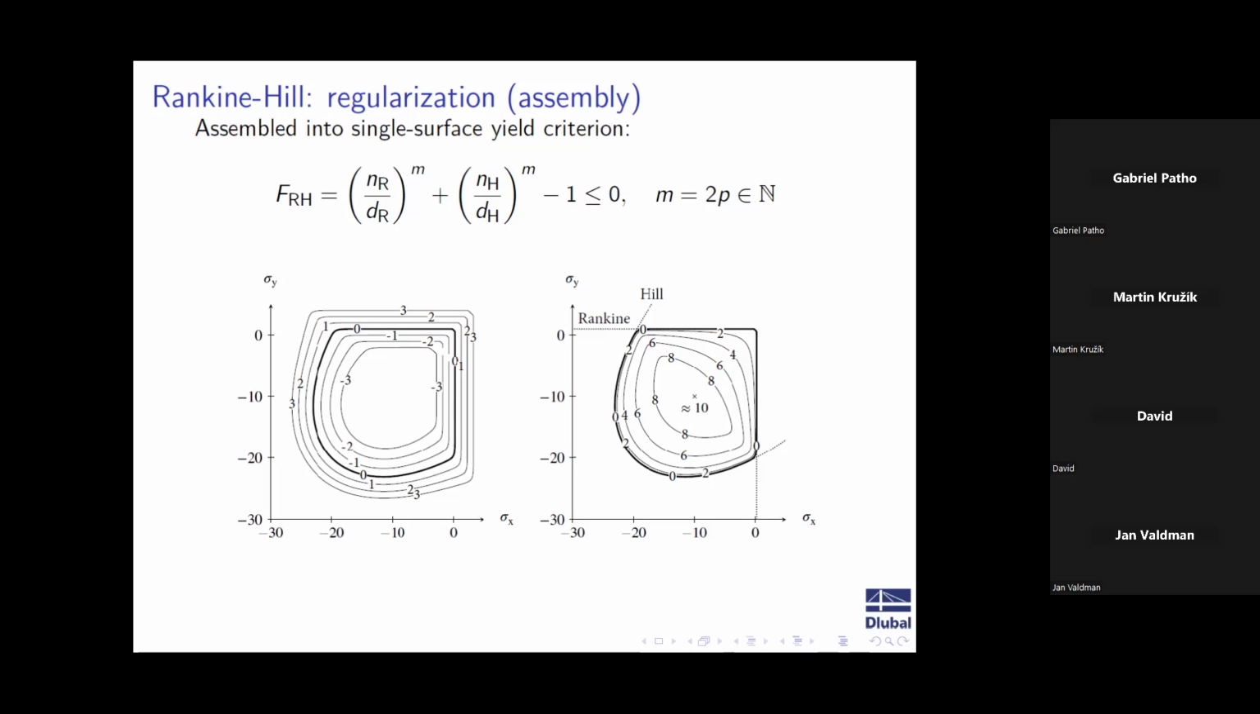So this is the nice thing about the Rankine-Hill surface. Although it's quite complicated, you can make it into a simple single surface plasticity model where you have your favorite apparatus to deal with, some classic elastic predictor plastic correction, some radial return mappings, and all this stuff.